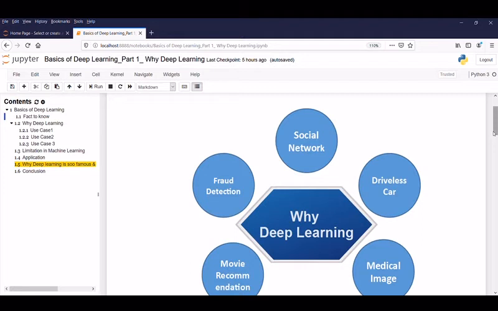Yes, deep learning is getting a lot of attention nowadays. Before we dive in, what is deep learning? Let's start with why deep learning, which helps us understand it better and makes the path more interesting.